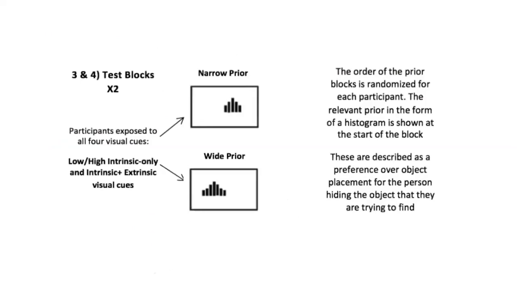To test whether participants would optimally weight the different cues, they were introduced to 2 priors, narrow and wide, in the last 2 blocks of the experiment, with all 4 of the visual cues interleaved. Participants were required to weight the visual and prior information depending on their respective reliability to localize the hidden object.